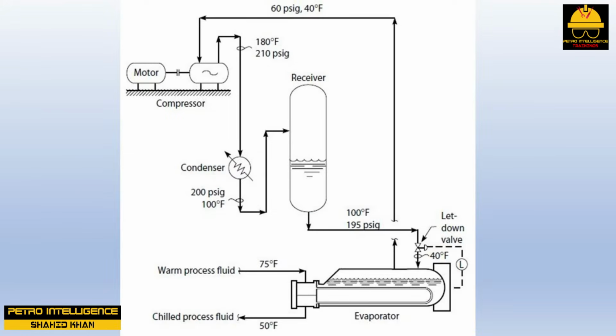Your home central air conditioning system is a good example of a simple refrigeration loop. The picture shown illustrates the basic components: refrigerant motor-driven compressor, refrigerant condenser, refrigerant letdown valve, evaporator, and refrigerant receiver.